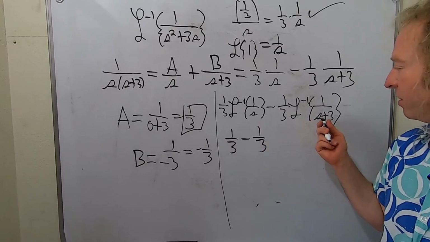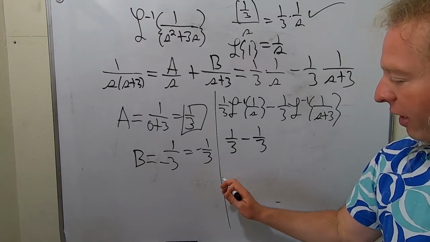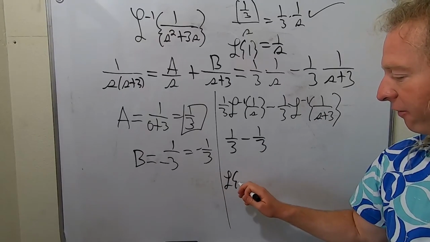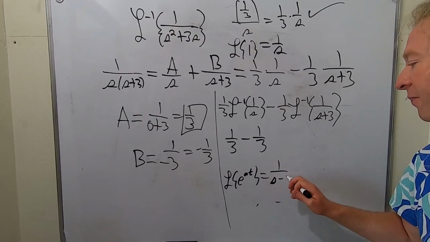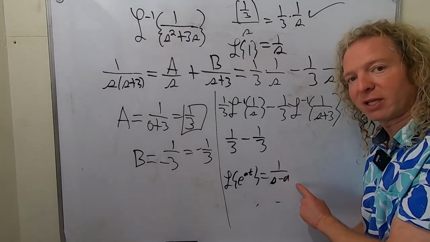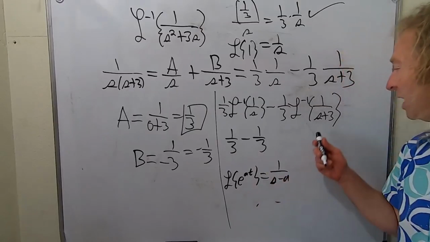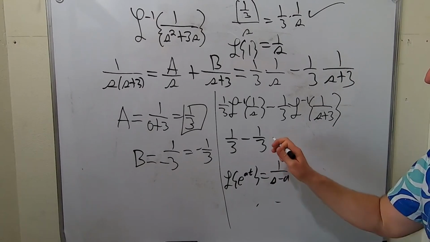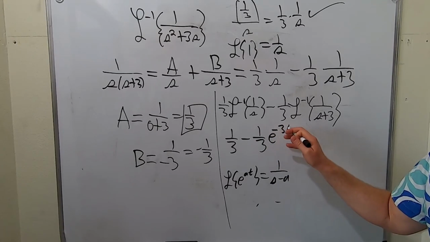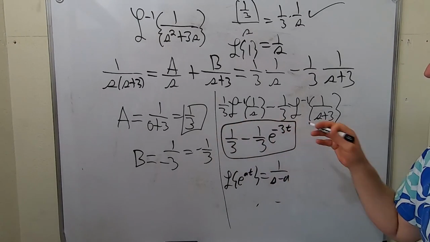So the formula for this one is going to be an e. Recall that if you have the Laplace of e to the at, that's simply 1 over s minus a. So the inverse Laplace of 1 over s minus a is e to the at. Here it's really s minus negative 3, so your a is negative 3, so it's e to the negative 3t. And that, my friends, would be the final answer.